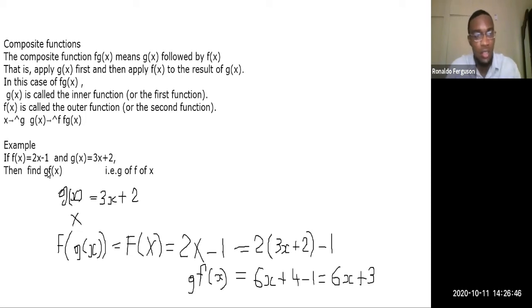Oh, my apologies. This should have been written find fg of x. Because here I was working on fg of x. This is supposed to be fg of x. Now what if I ask you to find gf of x? We're going to do that too. Let's find gf of x.